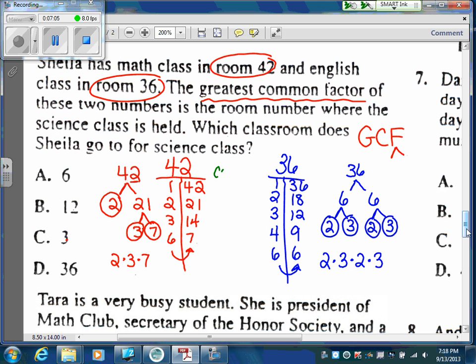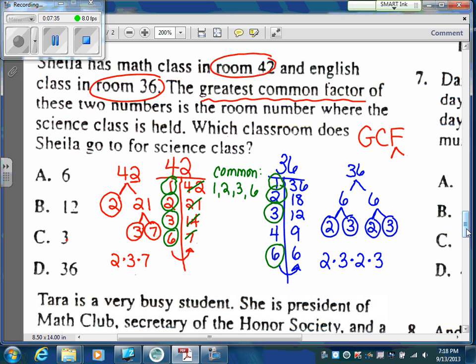So now I'm looking at my C. Remember, C means common. We're going to see what is common between the two numbers. They both have a 1. They both have a 2. A 3, yes. A 6, yes. And don't forget to go to the other side. 7, no. 14, no. 21, no. And 42, no. So my common are 1, 2, 3, and 6.